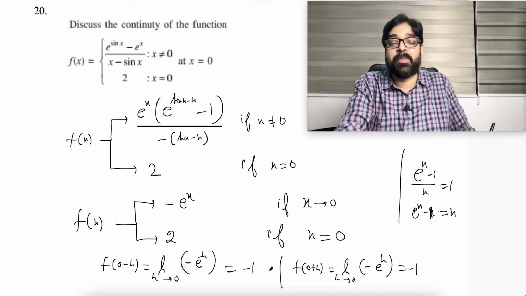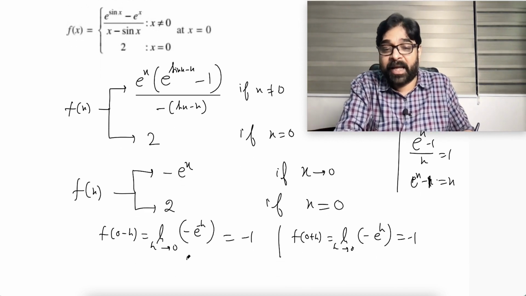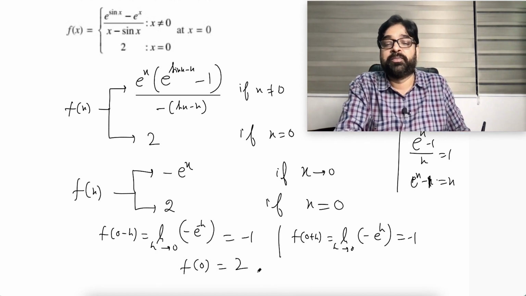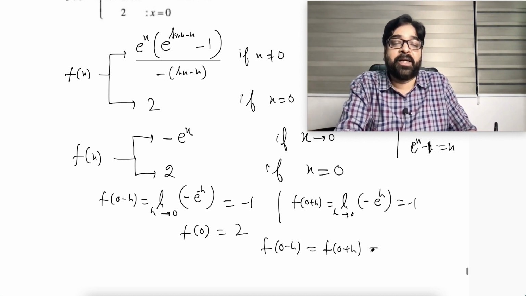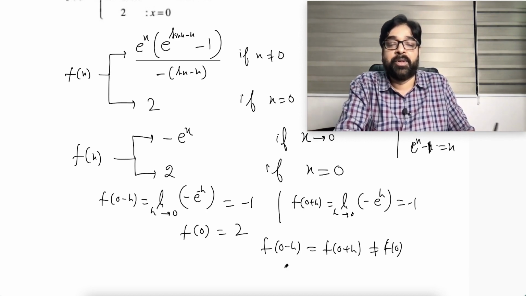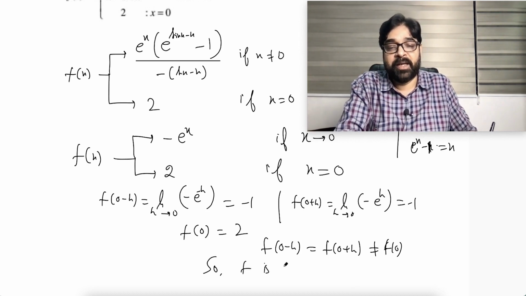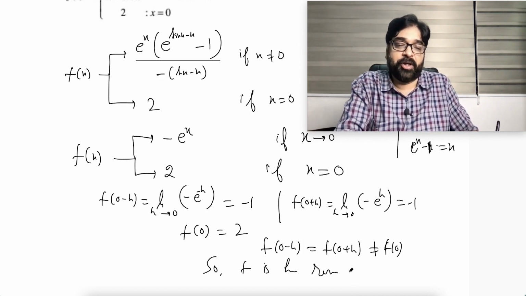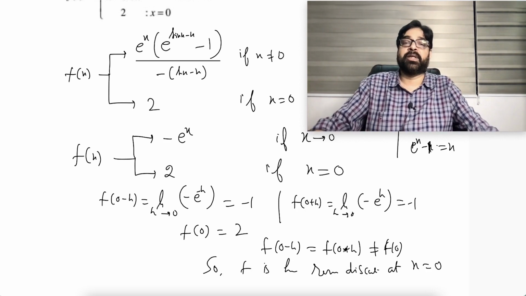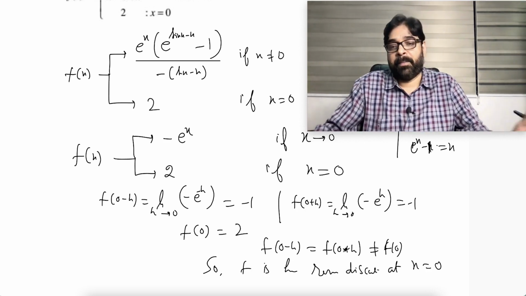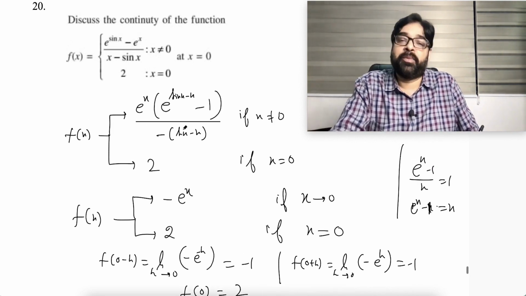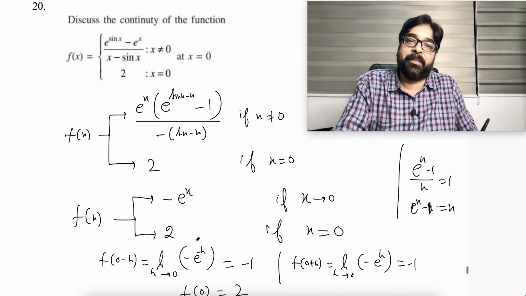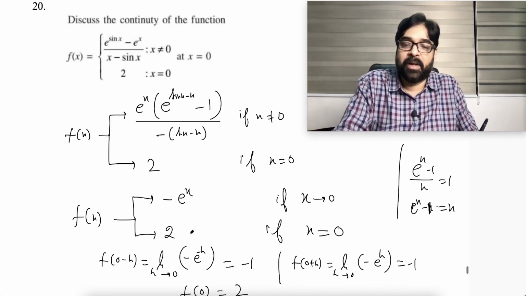Means f of 0 minus h is minus 1, f of 0 plus h is minus 1, but f of 0 is 2. So we will say f of 0 minus h equals f of 0 plus h, but not equal to f of 0. So f has removable discontinuity at x equal to 0. Did you understand? Am I right? Did you understand the logic of what I did? You can do it without changing also, but see how simple it becomes, no? Yes or no?